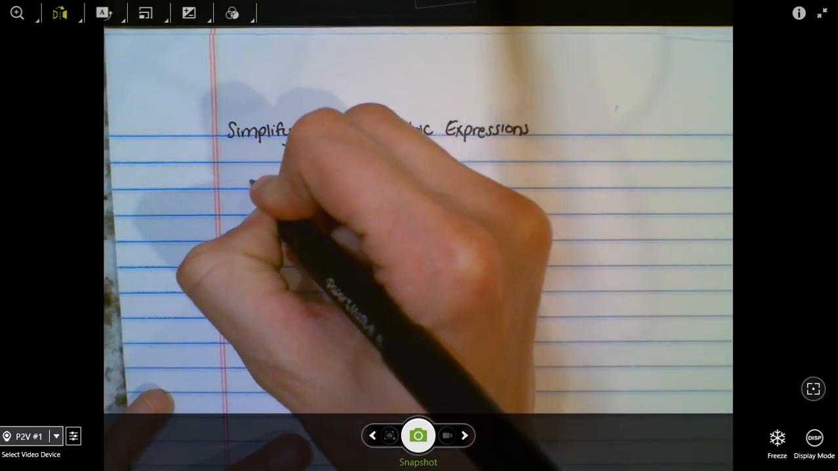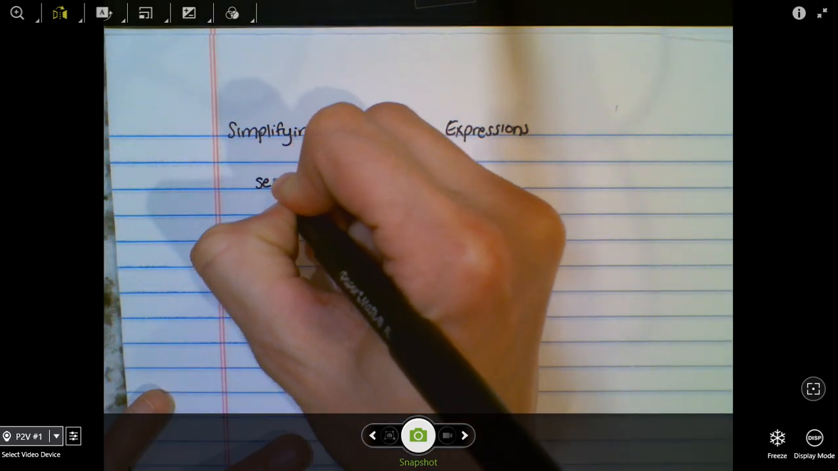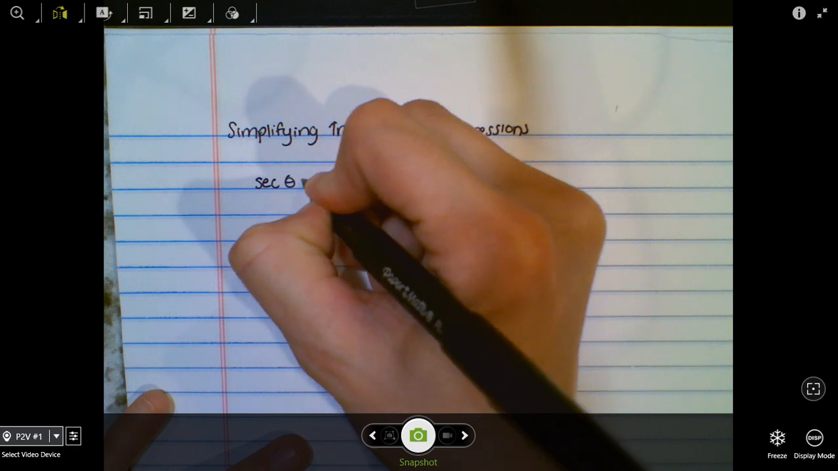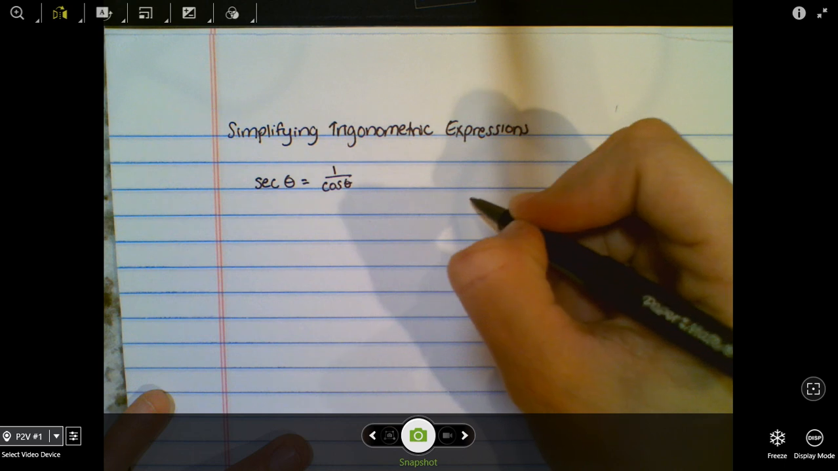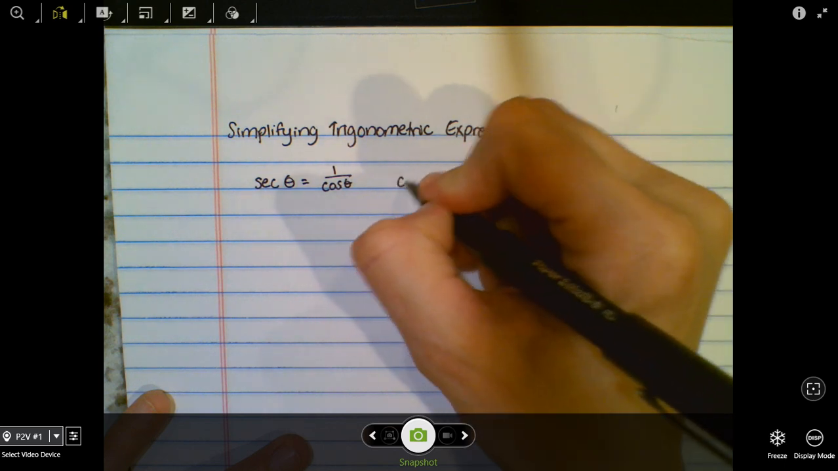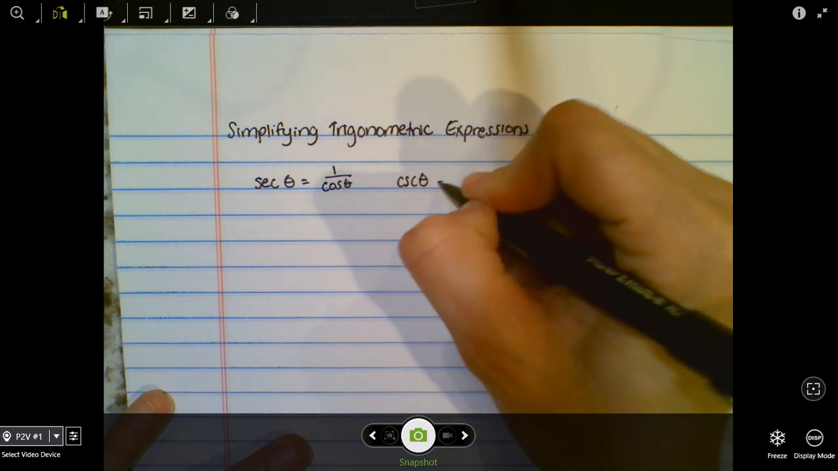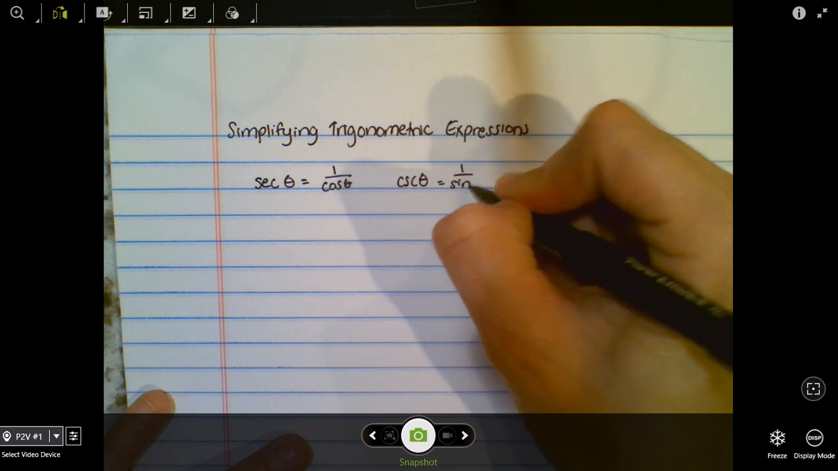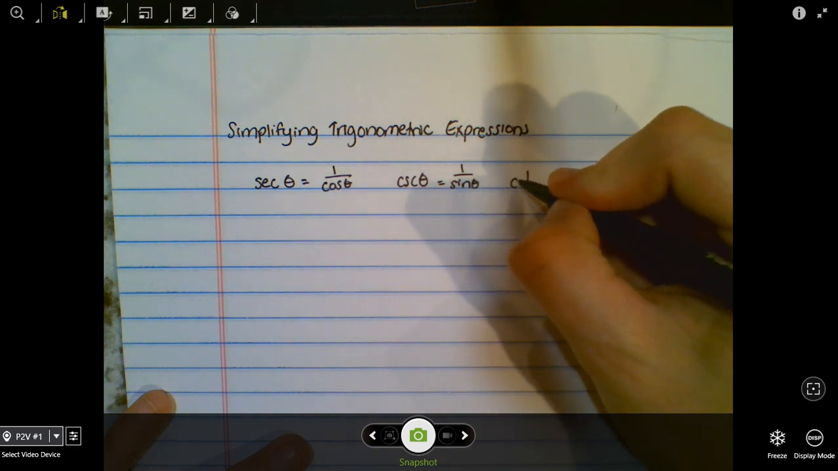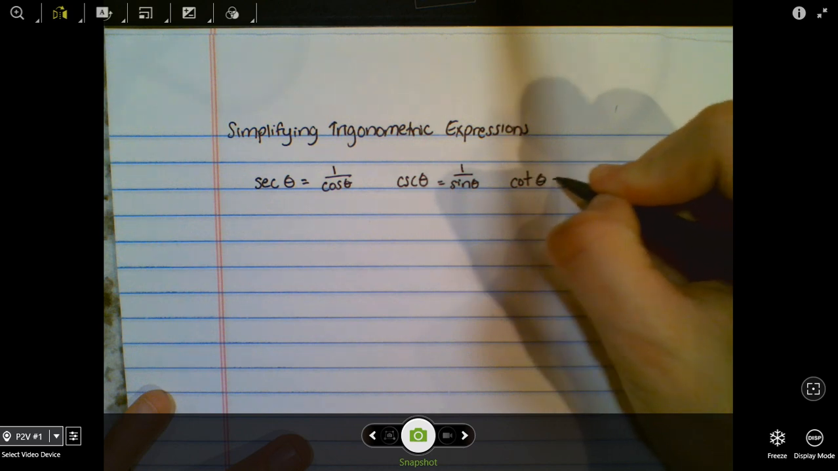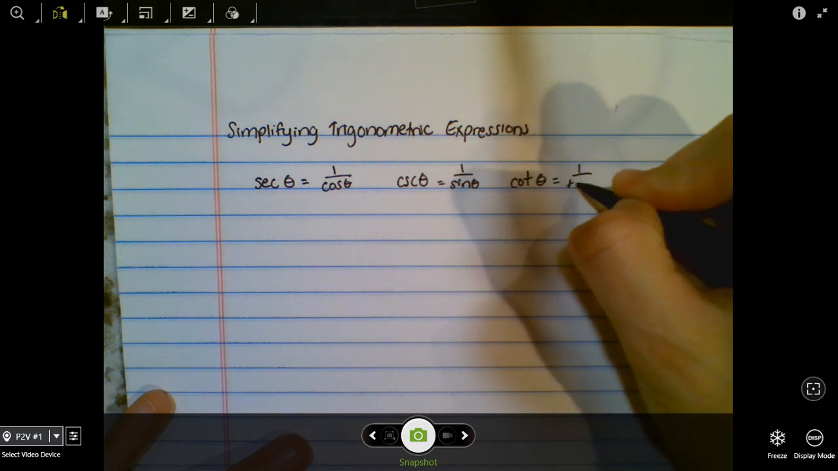So remember that secant is the reciprocal of cosine. Cosecant is the reciprocal of sine. And cotangent is the reciprocal of tangent.